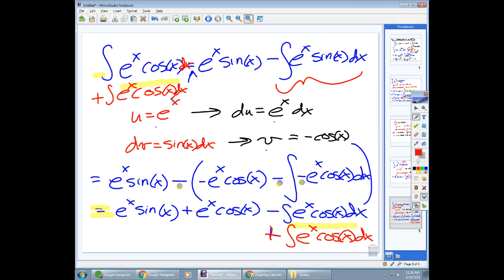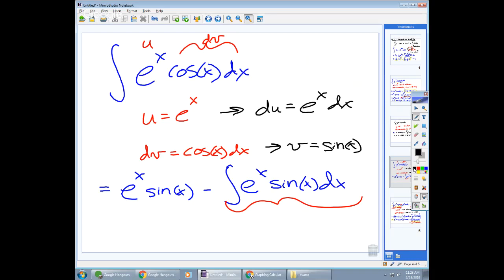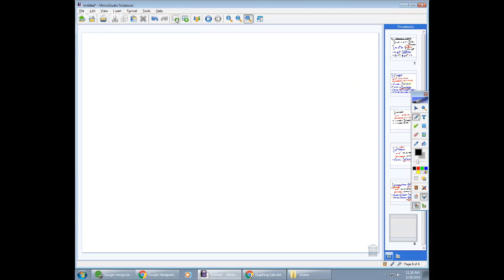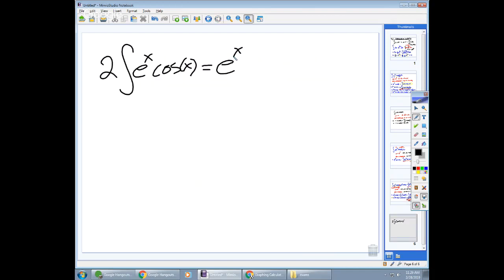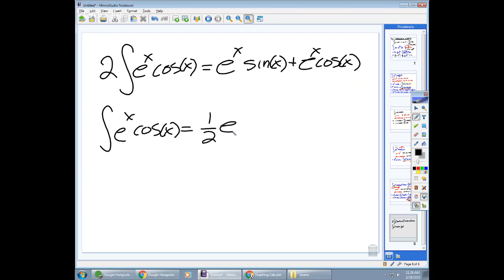Okay, so here's where I'm at now. I now have twice the integral of e to the x cosine of x is equal to e to the x sine of x plus e to the x cosine of x. That's where the 2 came from right here. So now I have e to the x sine of x plus e to the x cosine of x. Just divide by 2. So now I know that the integral of e to the x cosine of x is equal to 1/2 of e to the x sine of x plus 1/2 of e to the x cosine of x. And I shouldn't forget about my plus c.